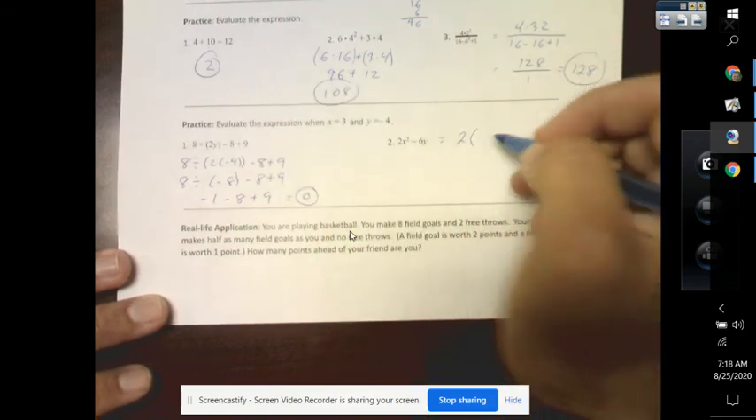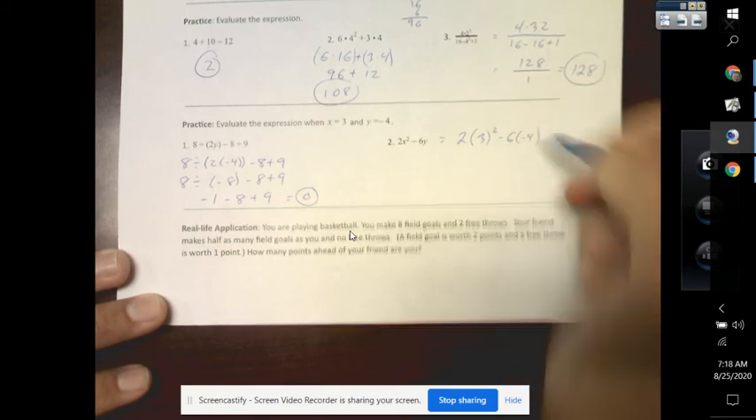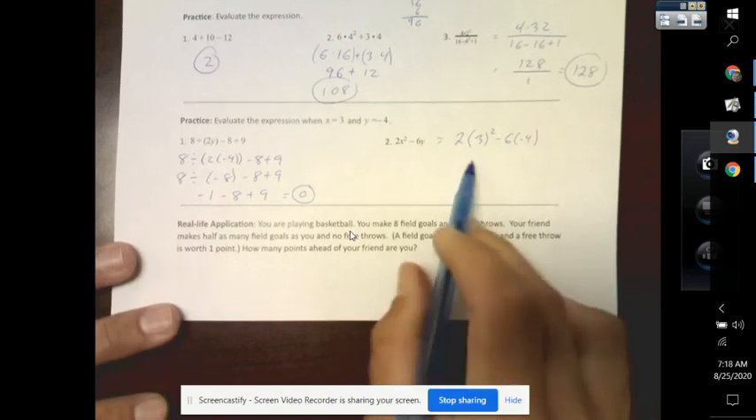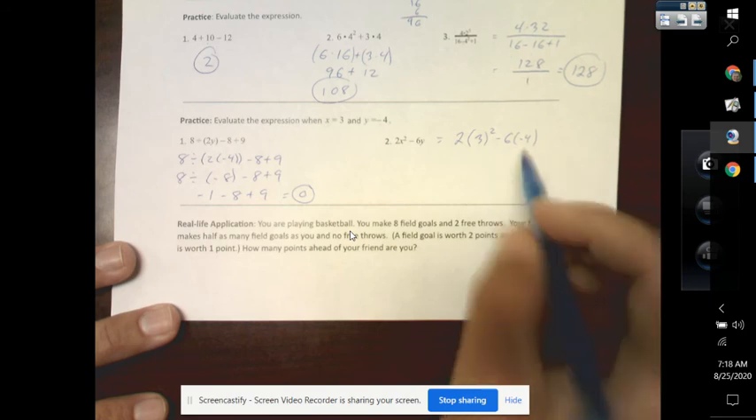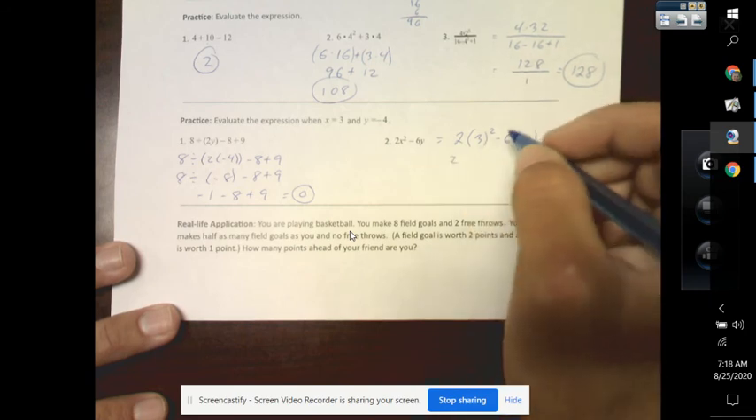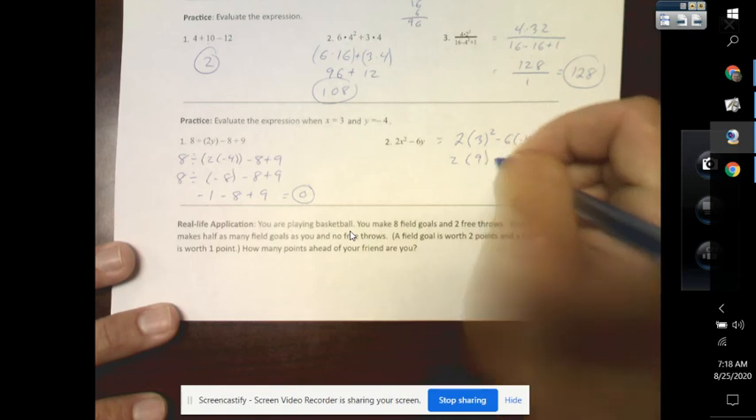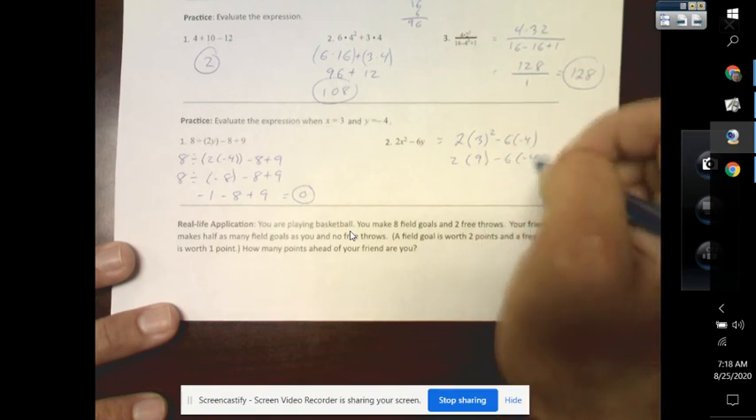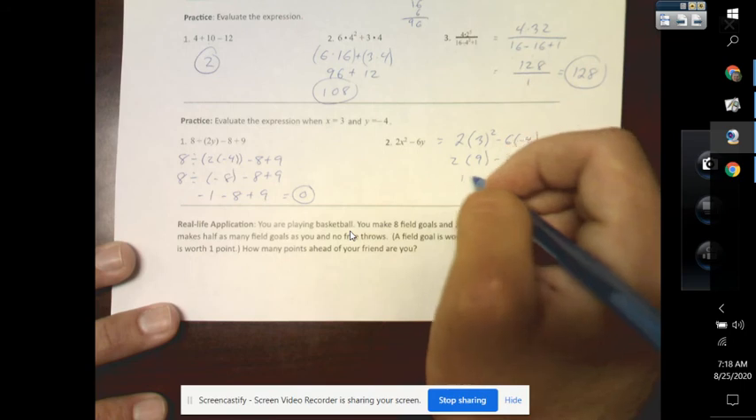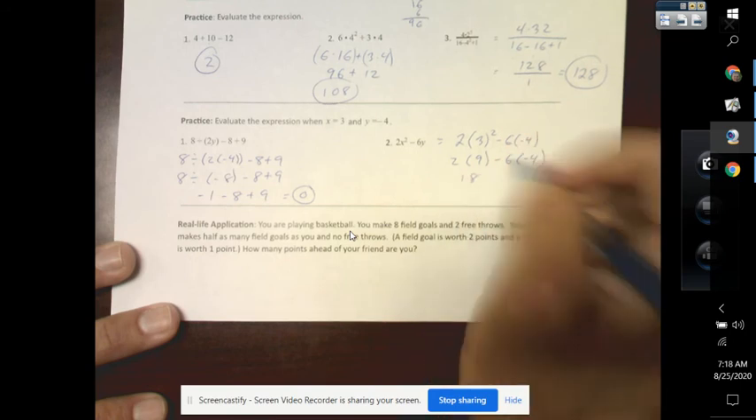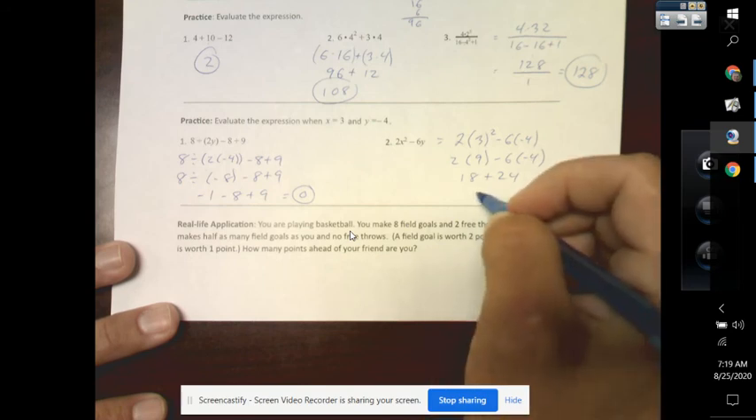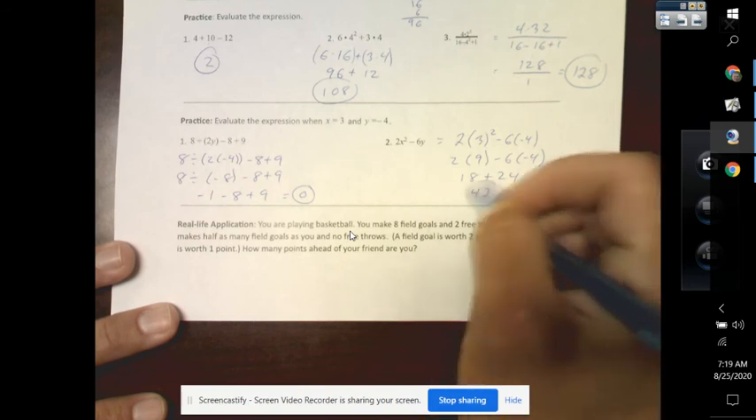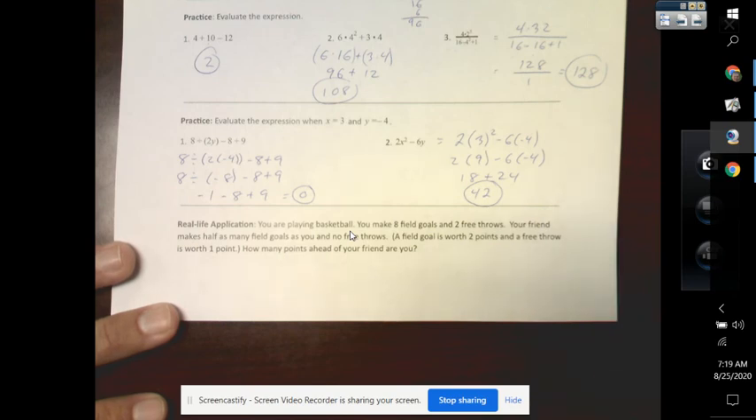So 2, my x is 3 squared minus 6, negative 4. All right. Parentheses first, but inside here I'm good. 3 to the second power is 9. Minus 6, negative 4. 2 times 9 is 18. Negative 6 times negative 4 is 24. Okay, add them together. We get 42. Good stuff. Okay.